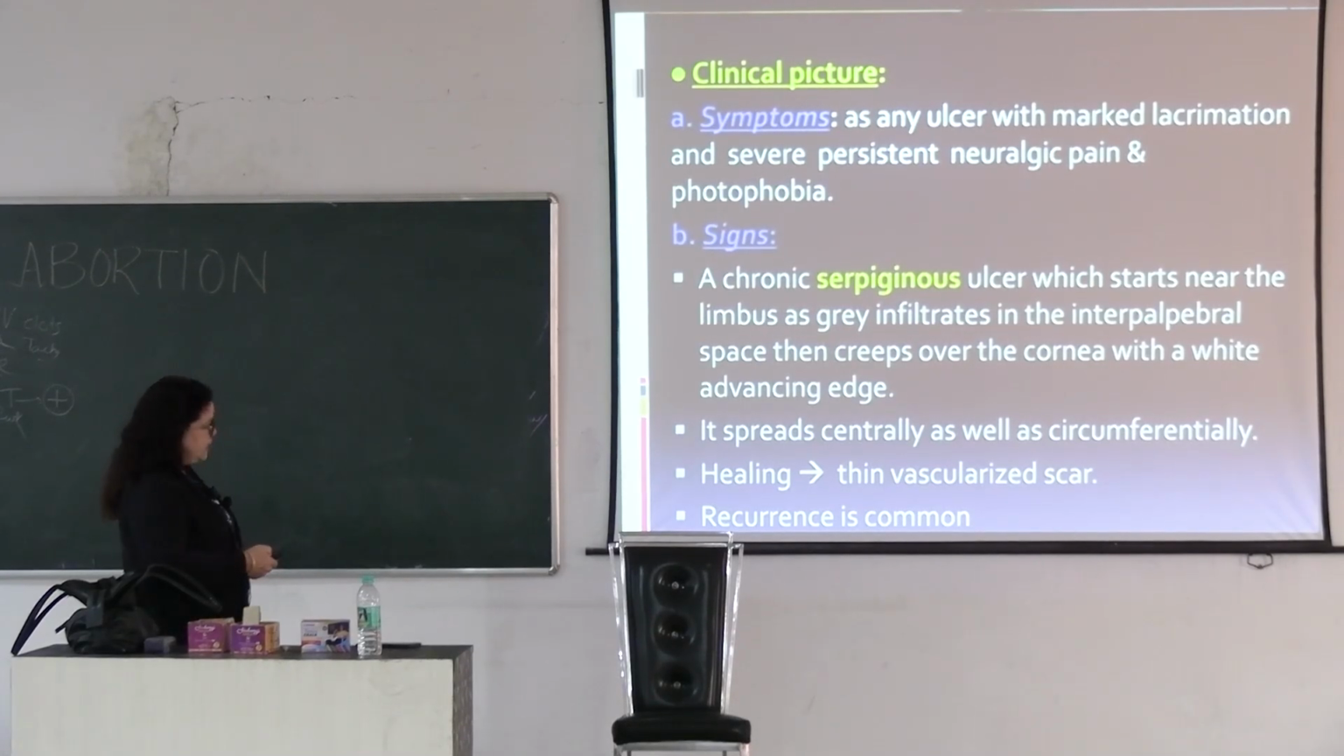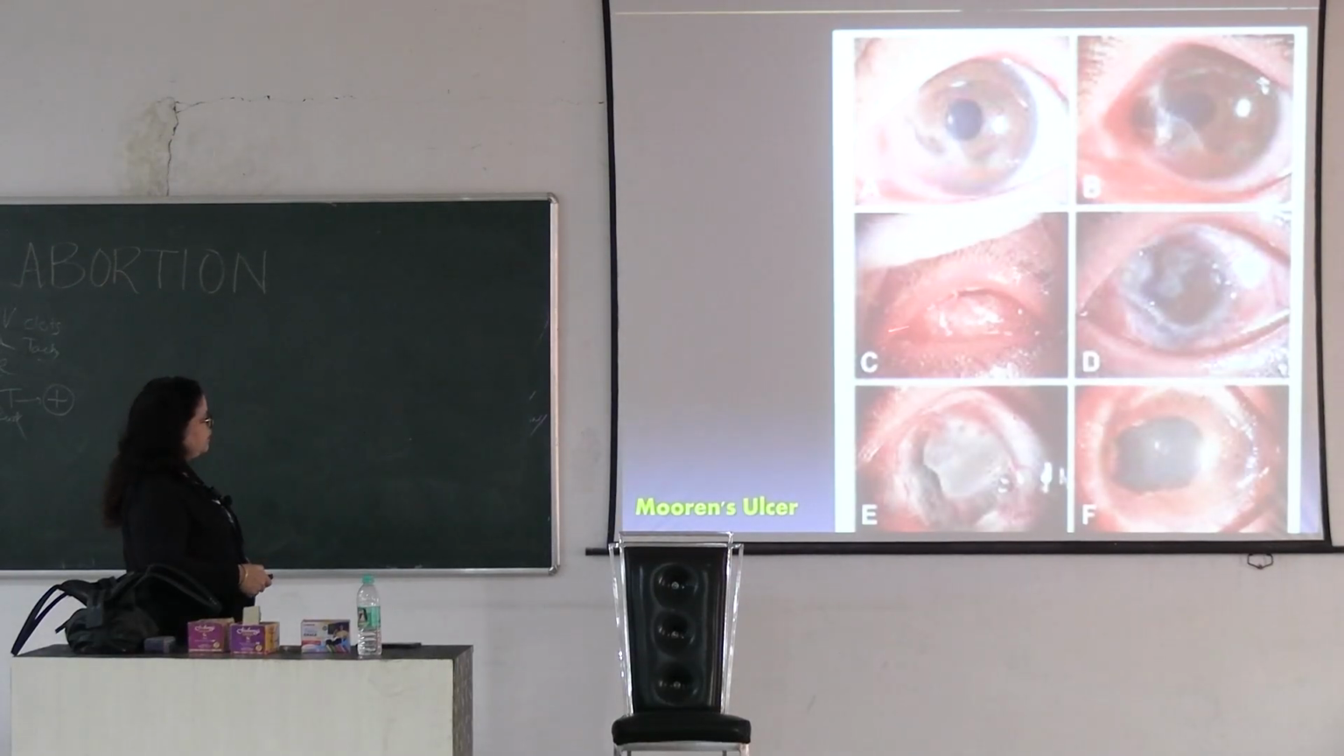This is the ulcer. This is the interpalpebral zone. First it involves here and here, then it grows upwards and here downwards, then it involves the whole of the cornea peripherally, and in later stages only the periphery is involved, but the ulcer grows inwards to affect the central part and outwards to affect the peripheral part of the cornea. And after healing, we find here thin vascularized scar tissue present in the peripheral part of the cornea.